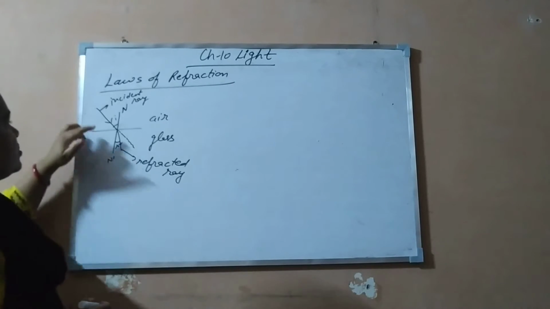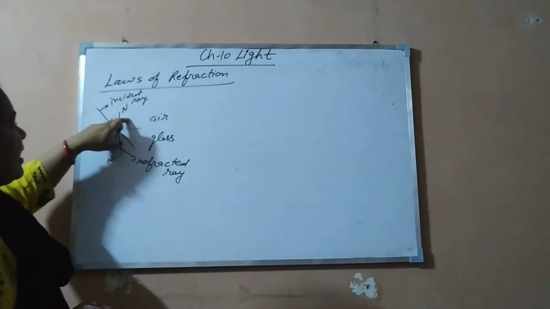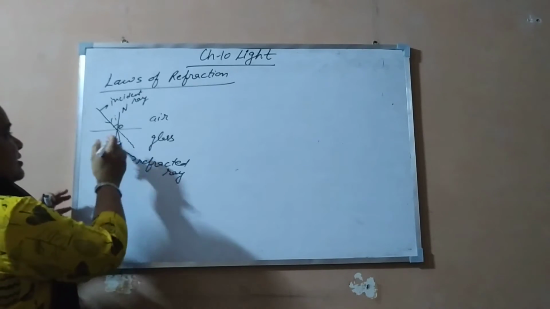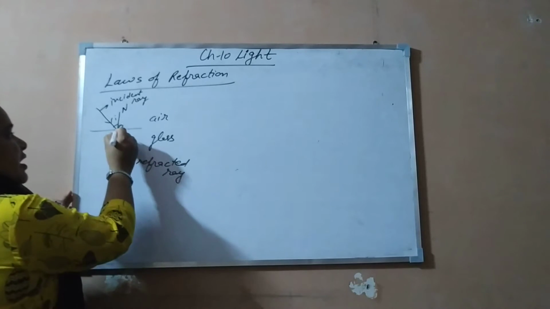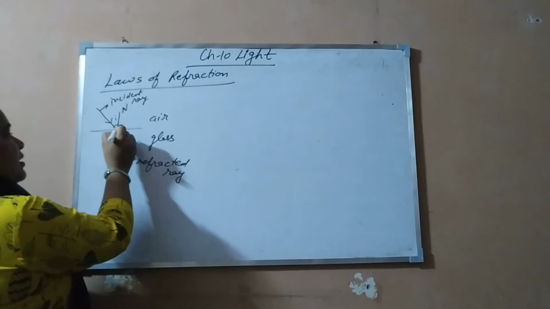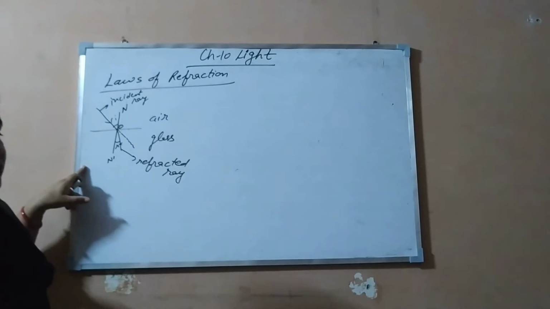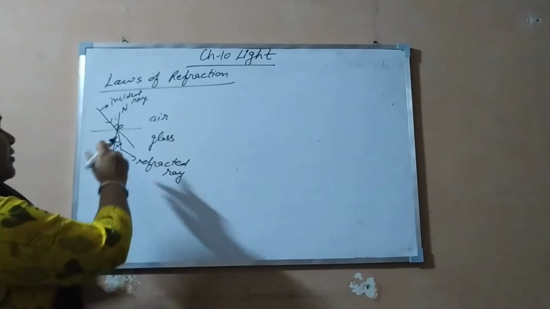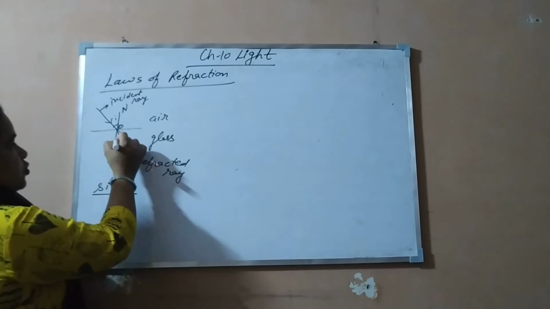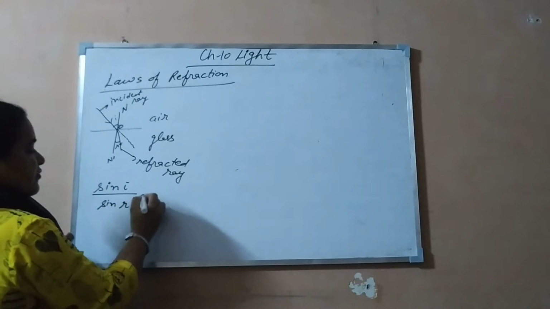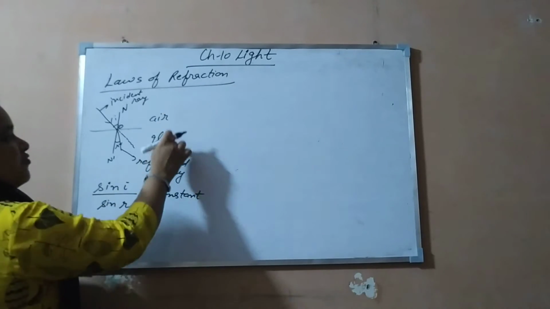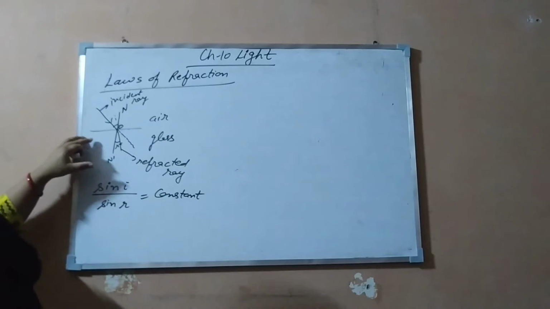So what were the two laws? The incident ray, refracted ray and the normal at the point of incidence all lie in the same plane for a given pair of media and for a given color. Clear? So this was the first law, and what was the second law? The ratio of sine of angle of incidence to the sine of angle of refraction is constant for a given pair of media and for a given color.